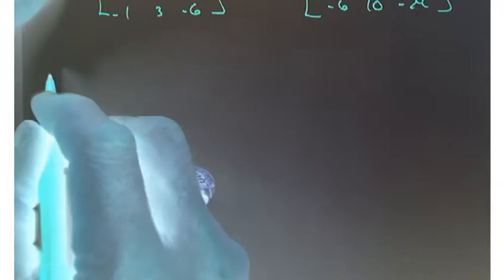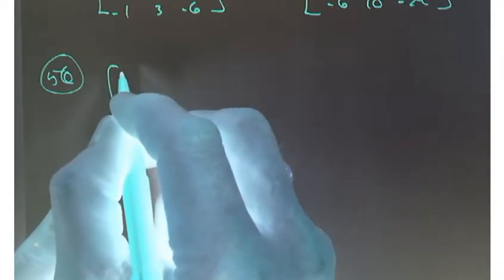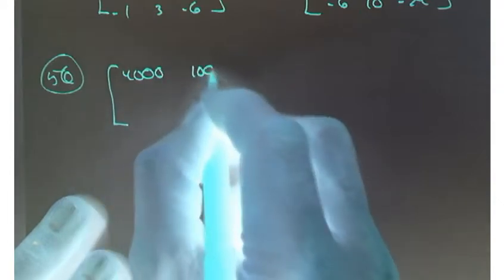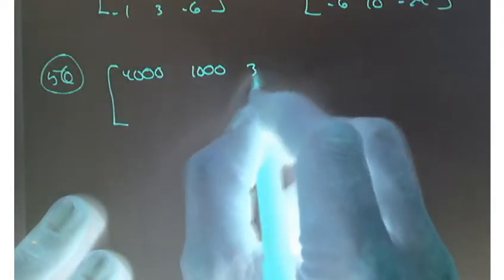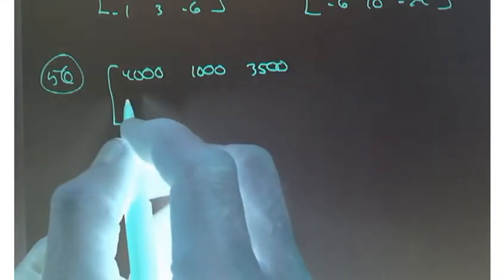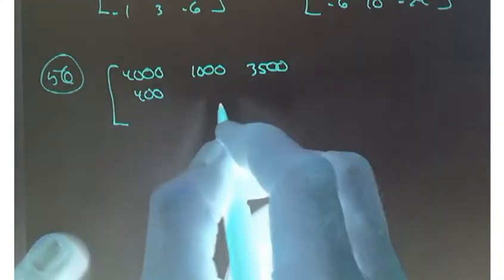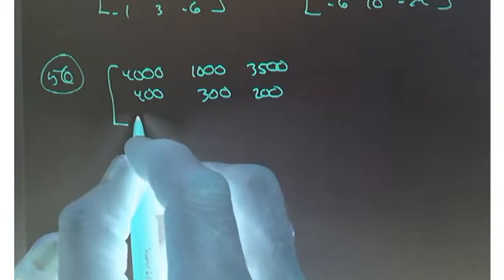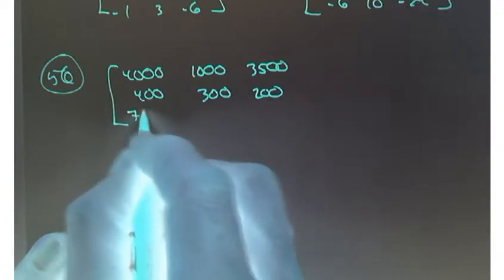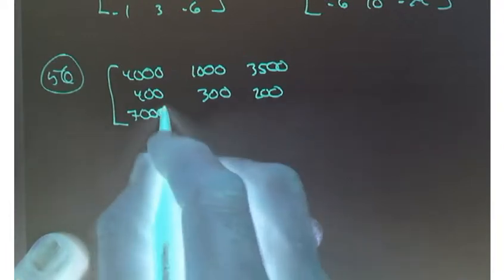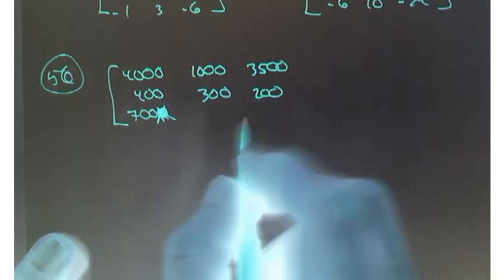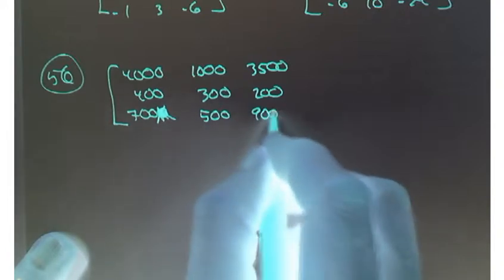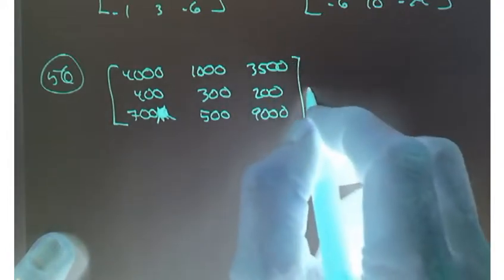So, problem number 56. Matrix A is going to be 4,000, 1,000, and 3,500, underneath which we have 400, 300, and 200, and then 700, 500, and 9,000. So that's matrix A.